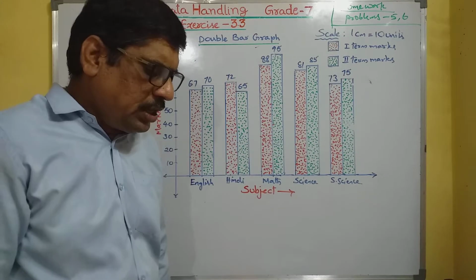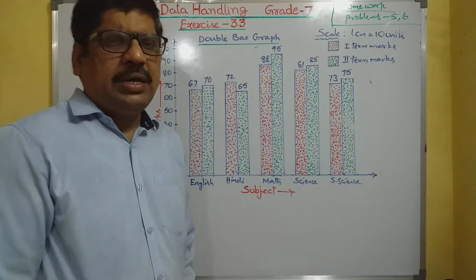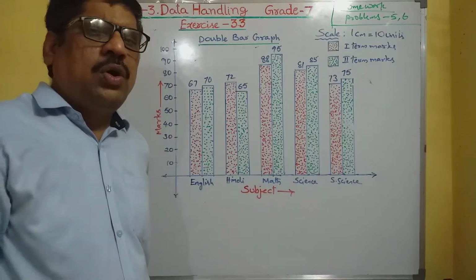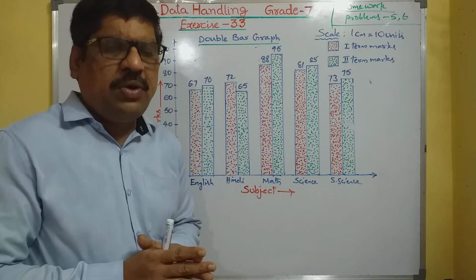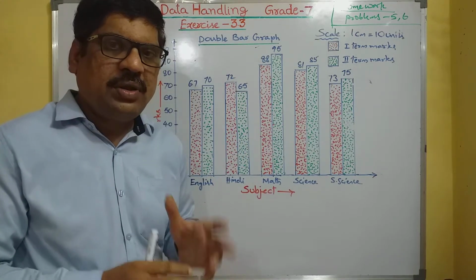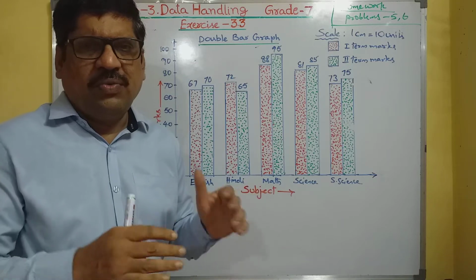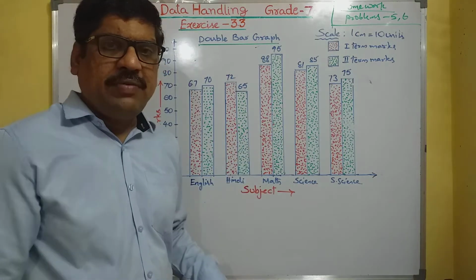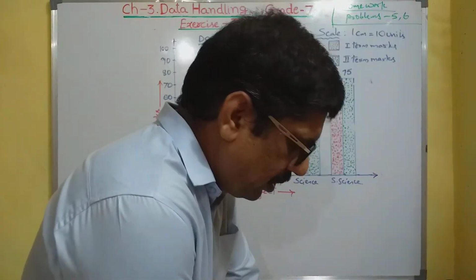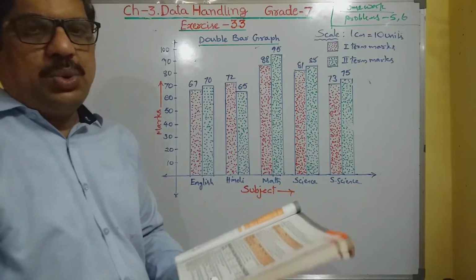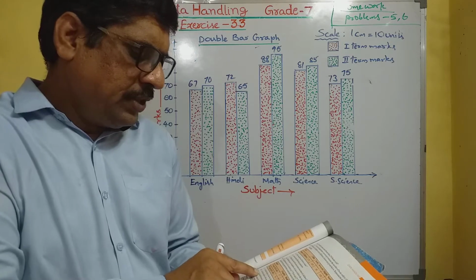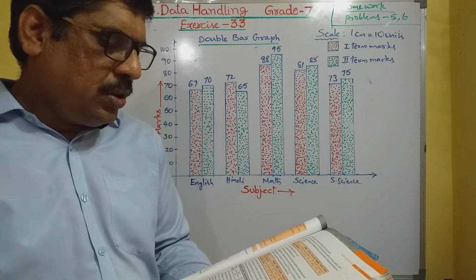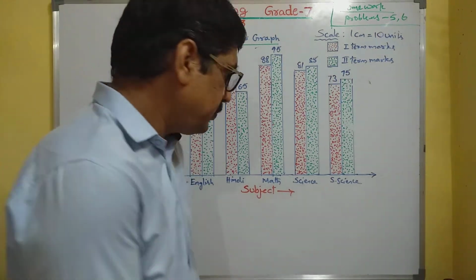Okay, so the double bar graph helps us to analyze the given information very easily. We can answer the questions very easily by observing the given double bar graph. For example, you see, here he has been asking 3 questions. The first one is, in which subject has the child improved his performance the most?